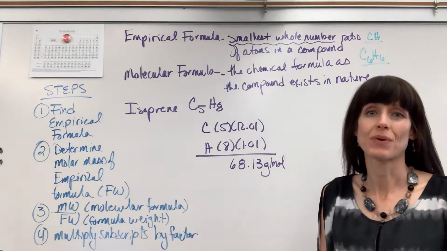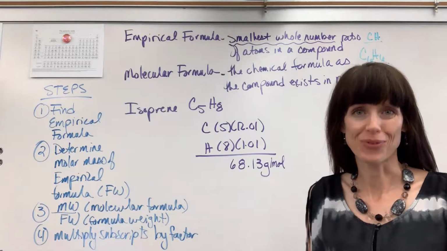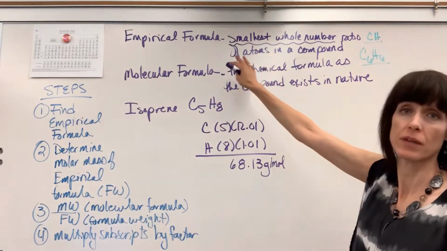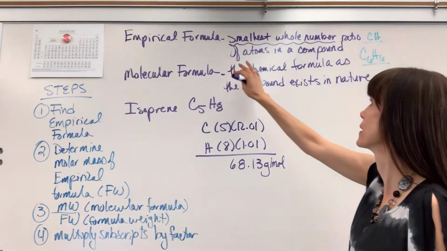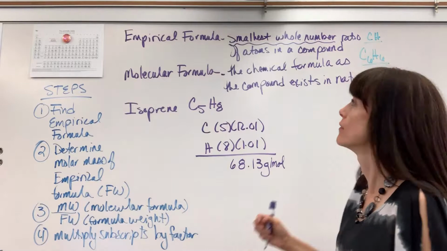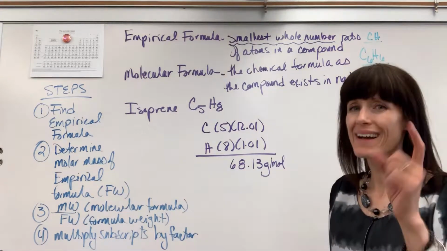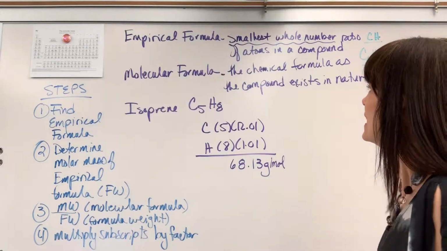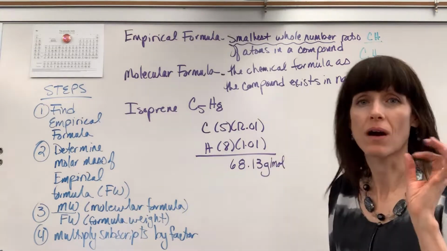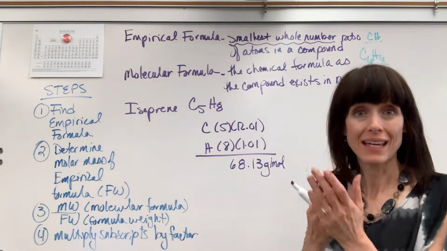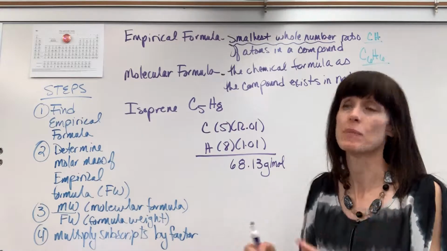Our next step in this process is to talk about molecular formula. Now, I left the definition for empirical formula up here: smallest whole number ratio of atoms in a compound. Molecular formula is different. It is the chemical formula as the compound exists in nature. And again, our quintessential example on this is benzene.